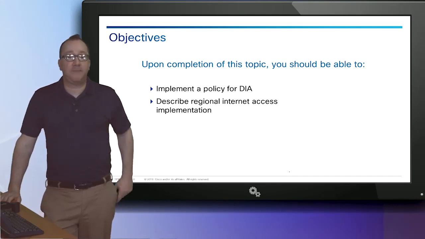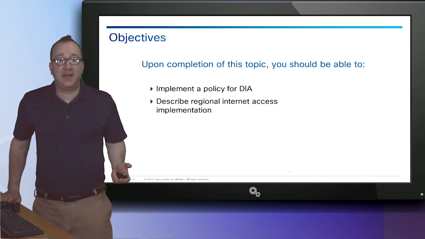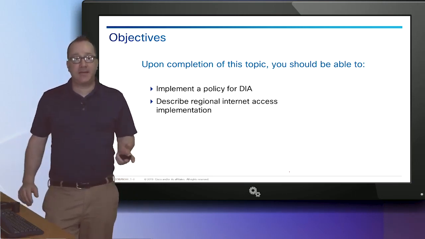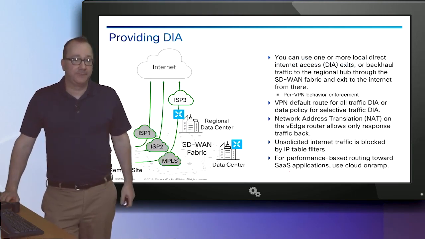On the completion of this topic, you should be able to implement a policy for DIA, that's Dedicated Internet Access, if you haven't seen that acronym before. And we're going to describe how to set up Internet access regionally, depending on your site layout.